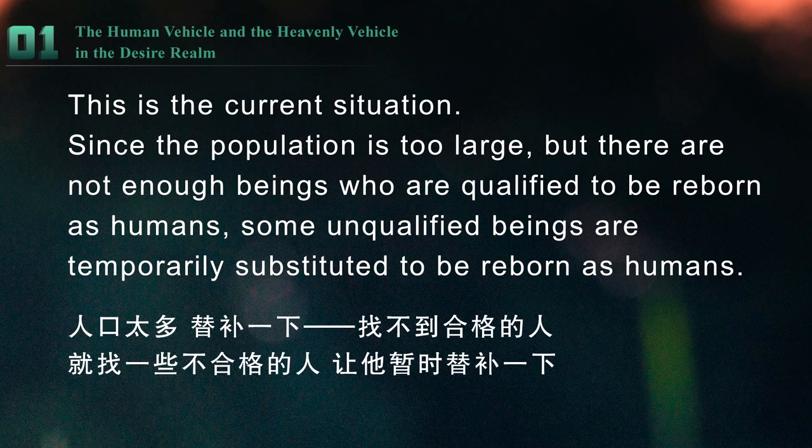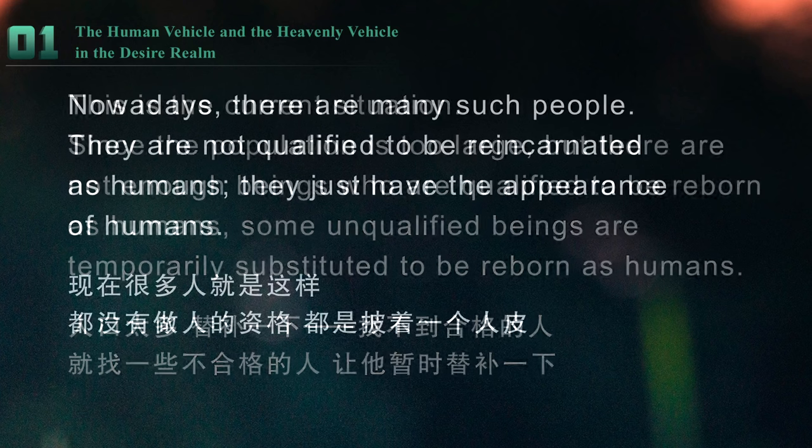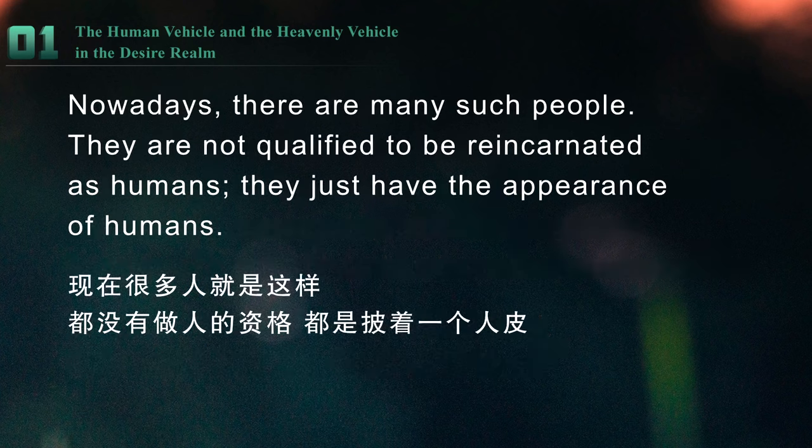Since the population is too large, but there are not enough beings who are qualified to be reborn as humans, some unqualified beings are temporarily substituted to be reborn as humans. Nowadays, there are many such people. They are not qualified to be reincarnated as humans. They just have the appearance of humans.